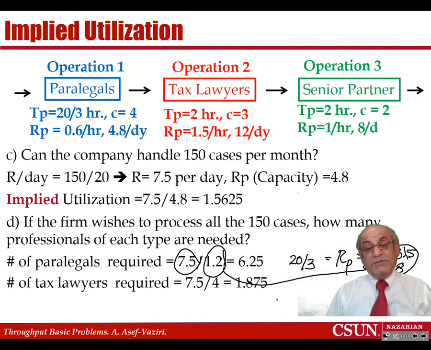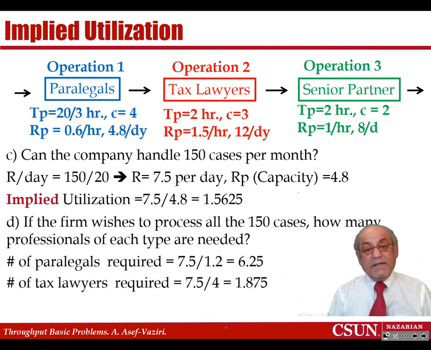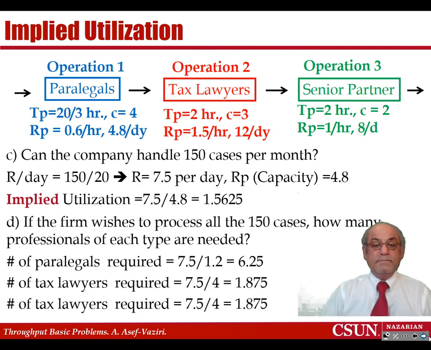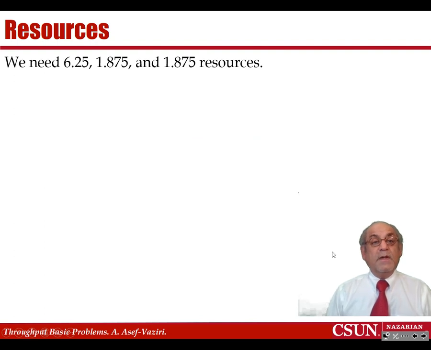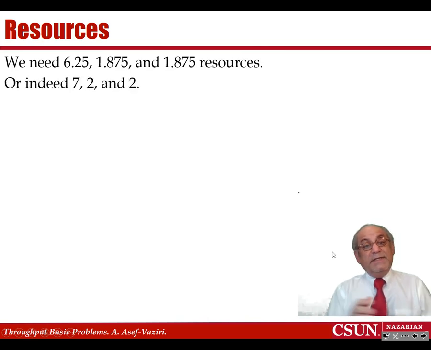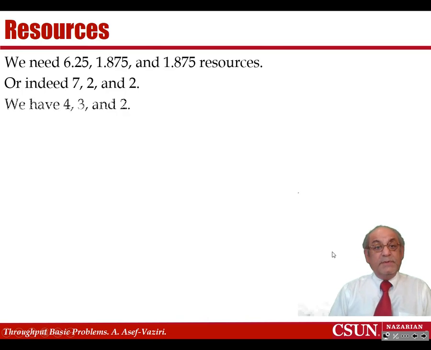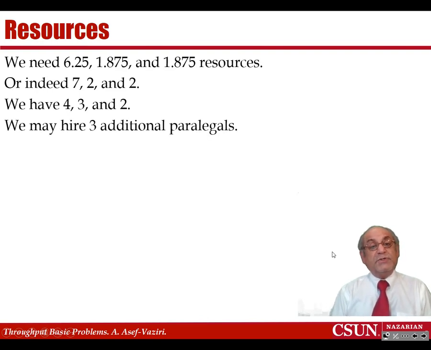Capacity of each resource unit in the second station is 4, so we need 1.87. And capacity of each resource unit in the third station is 4. Therefore, we have these numbers. We need 6.25 in station 1, 1.87 in station 2, and 1.875 in station 3. Or indeed, we need 7, 2, and 2. We have 4 and 3 and 2. Therefore, in station 2, we have more than what we need. But in station 1, we are 3 resource units short.